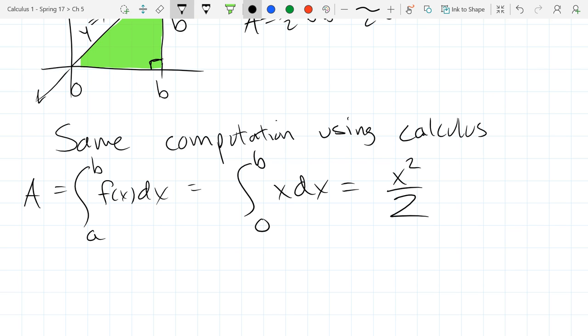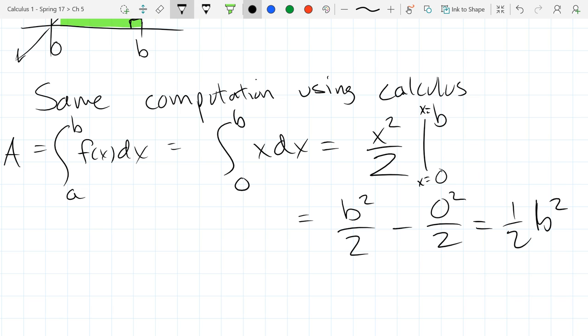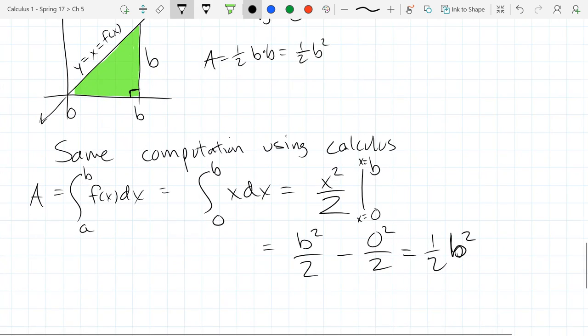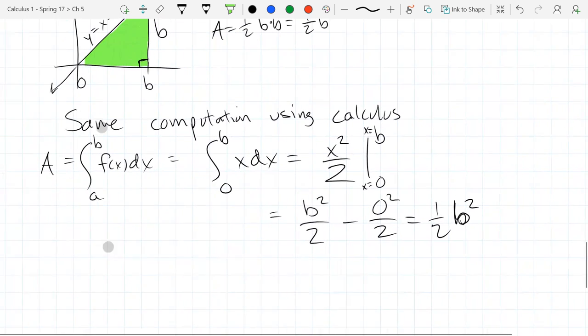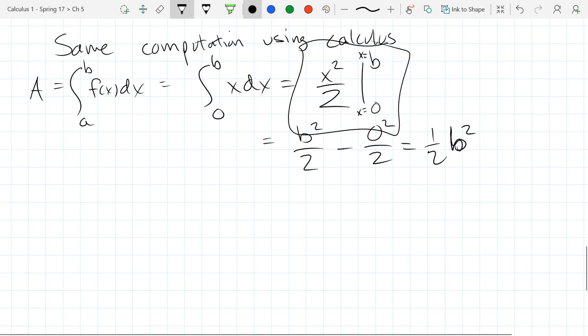So that's the antiderivative. You can take a guess and check, and the derivative of x squared over 2 is regular x. Now the endpoints, we'll learn this in the next section. What you do with your endpoints, you're going to plug in your first endpoint, and these are x values. So you get b squared over 2 minus, and now you plug in 0. And minus 0, this is just 1/2 b squared. So that's the same area we got using geometry. We will go over in the next section what this actually means. So you don't need to know it right now.